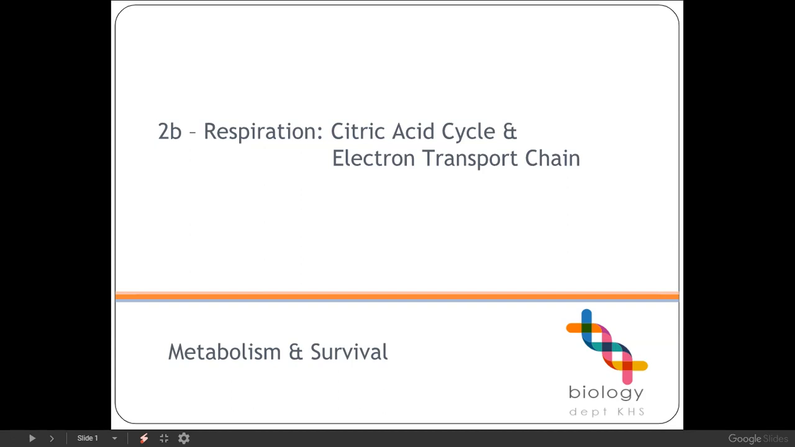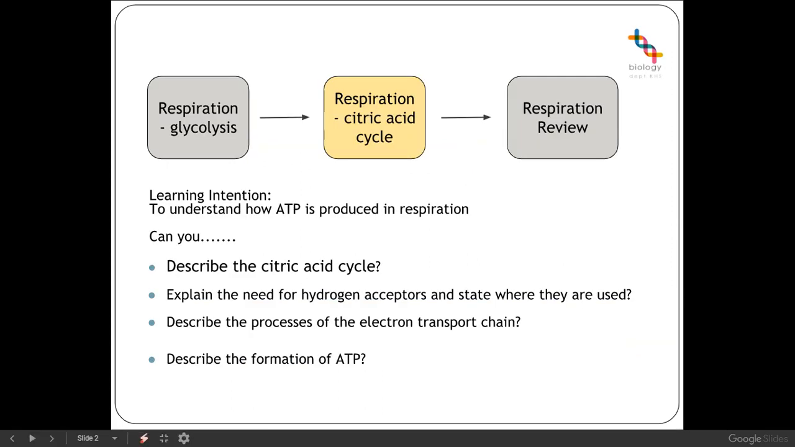And welcome to this lesson for higher biology, which is going to be looking at the next two sections of respiration, the citric acid cycle and the electron transport chain. So we've just finished looking at glycolysis and the production of pyruvate from glucose molecules, and we're moving on now to look at the citric acid cycle and the electron transport chain. And then later on we'll go back and review all of this as a whole.